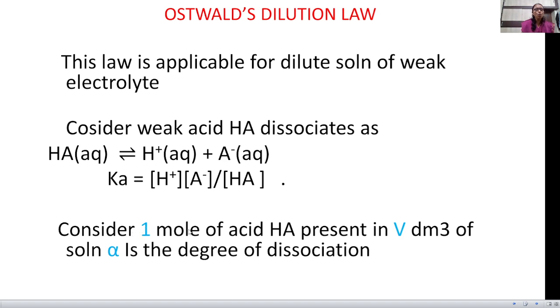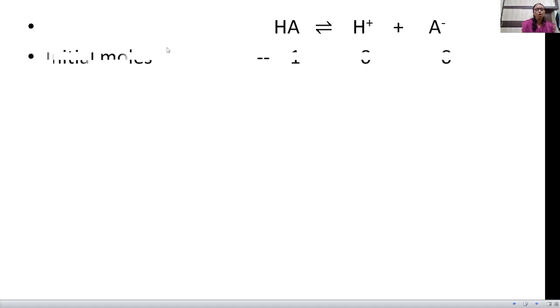Consider 1 mole of acid HA present in phi dm cube. Dm cube means liter. Phi dm cube of solution, and alpha is the degree of dissociation. In your answer, 1 mole, phi dm cube, alpha must be written. Then next, for writing this equation, you have to write this dissociation of HA at the right side. HA dissociates as H plus and A minus.